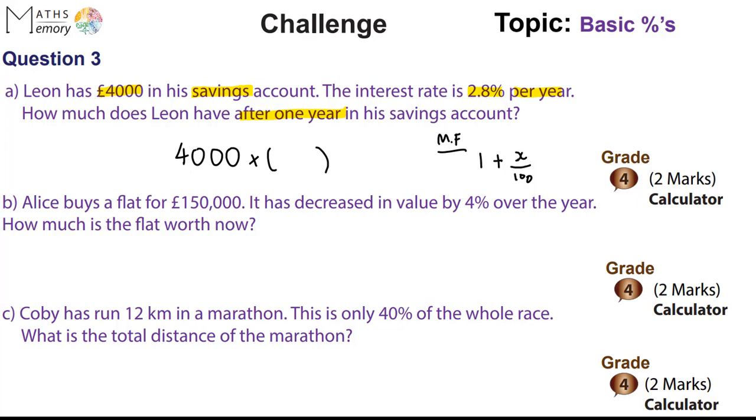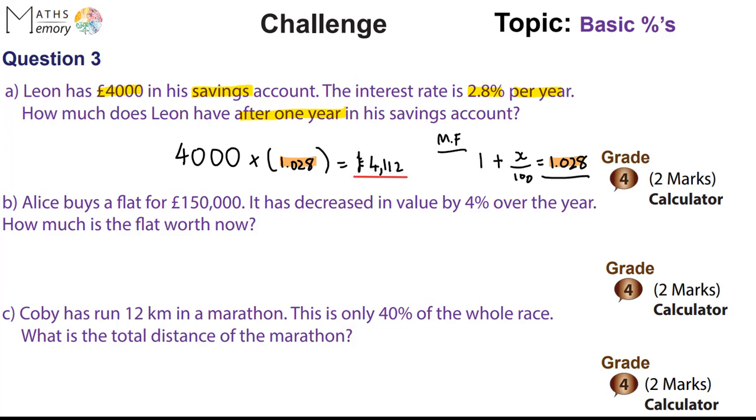And that is 0.028. So 1 plus 0.028 is actually just going to be 1.028. Okay, this is your multiplying factor over here, 1.028. If you do then 4,000 times 1.028, you're going to get an answer of £4,112. Okay, so this is a clear example of an increasing multiplying factor. And we can just highlight that as a multiplying factor over here, 1.028. And that's how we get that. Okay, quite simple.